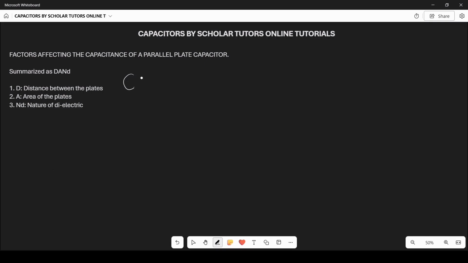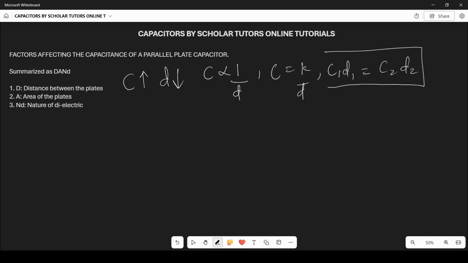An increase in capacitance means a decrease in the distance. That is, C is inversely proportional to D, and you have C is equal to K over D. From here we can say C1 D1 is equal to C2 D2. You can use this formula when you have maybe just C1 and you are asked to find C2 without the other variables. But take note of this one. This one is very important. Let's call it equation 1.